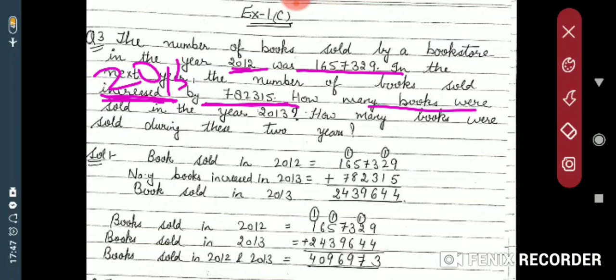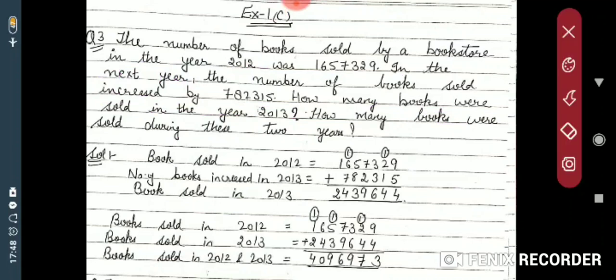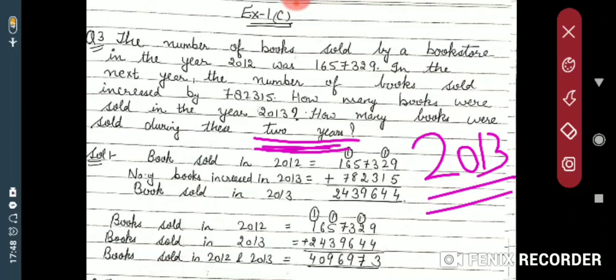How many books were sold in the year 2013? So in total, how many books were sold in 2013, and how many books were sold during these 2 years? So what you have to find? You have to find how many books were sold in 2013 plus how many books were sold in both the years, that is 2012 as well as 2013. Okay.